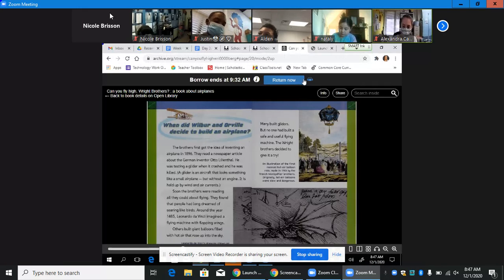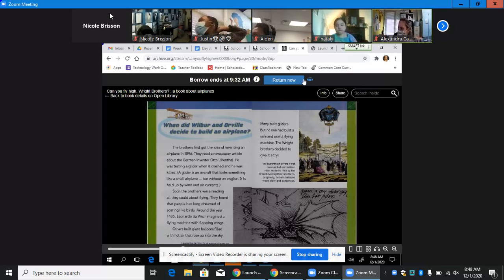So the brothers first got the idea of inventing an airplane in 1896. They read a newspaper article about the German inventor Otto Lilienthal. He was testing a glider when it crashed and he was unfortunately killed. This is a glider. It kind of looks like an airplane. The man Otto, the German inventor, was killed, not Orville or Wilbur.